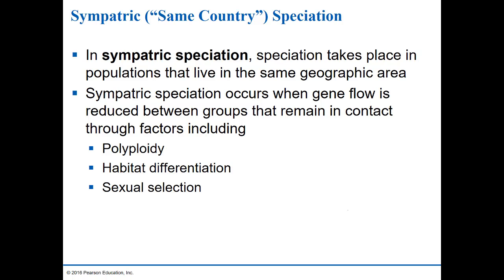Sympatric speciation. Sympatric actually means same country. This is speciation that takes place in populations that live in the same geographic area. A choice was made at some point that they evolved two different species. They started mating with certain mates, avoiding others, and two species arose. Sympatric speciation occurs when the gene flow is reduced between groups that remain in contact through factors. This can be polyploidy, habitat differentiation, or sexual selection.